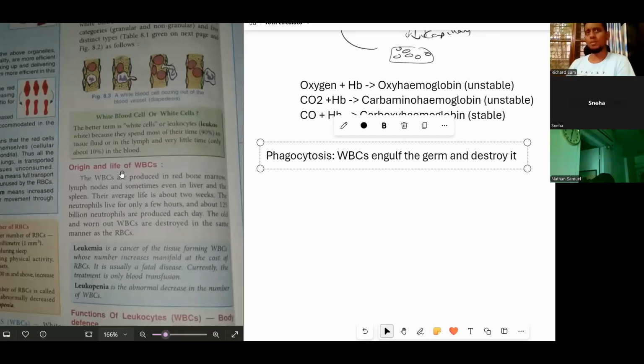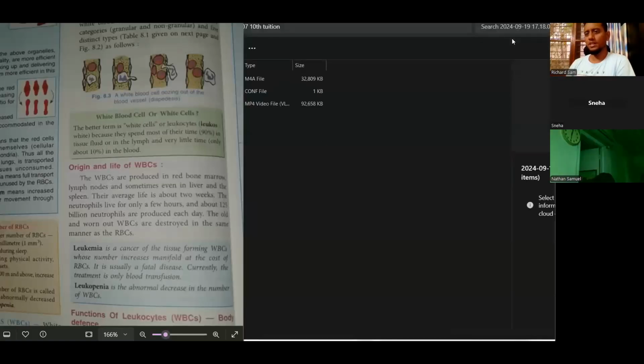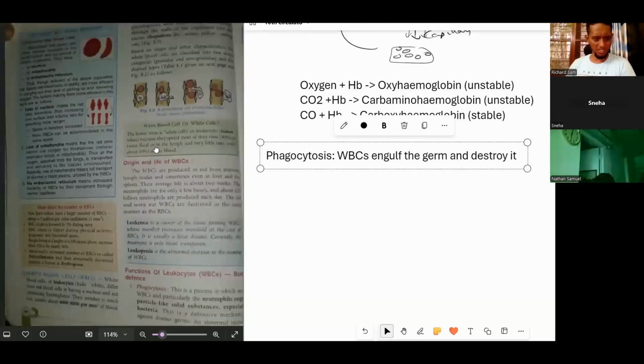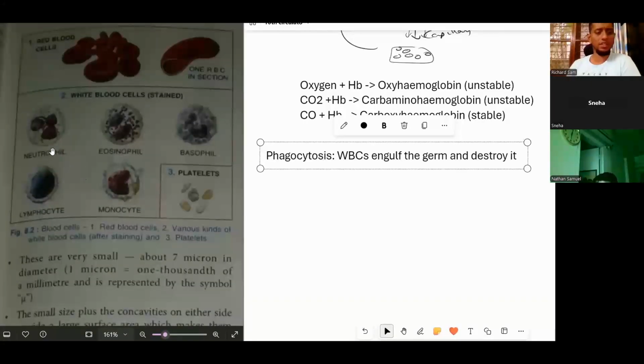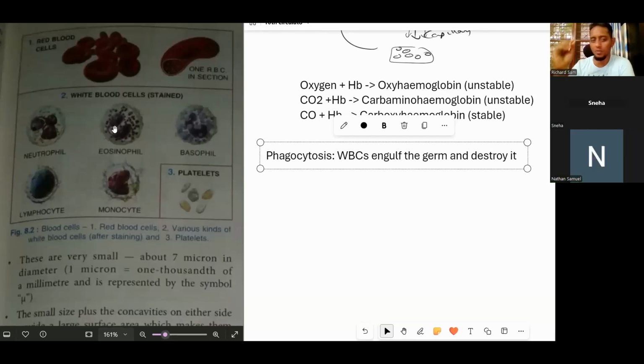So it's not the same WBC that does both of it. There are different types of WBCs. You know how many types of WBCs are there? Five. Okay, here they are. Neutrophils, eosinophils, basophils. Those are the fills. And then there's lymphocyte and monocyte. They are the sites. So three fills and two sites. The fills, they have granules inside of them. Do you see them? They have these particles inside them.